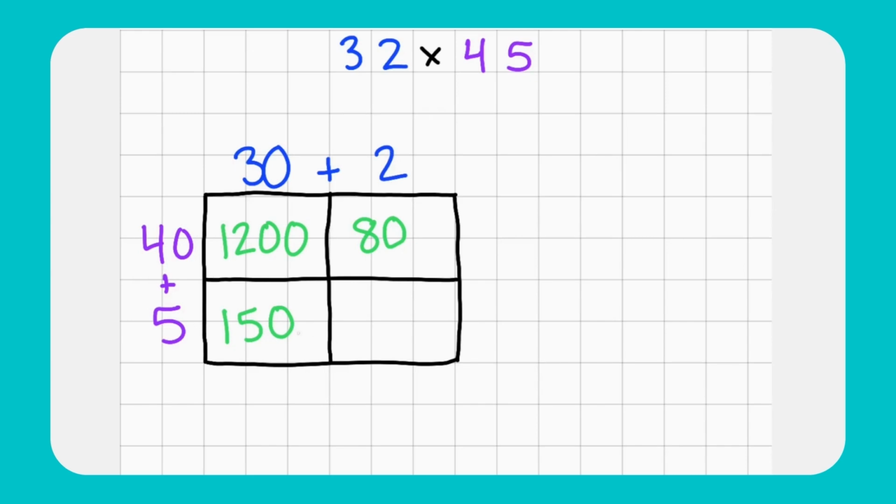And our final box, 5 times 2, which is 10. And there are no zeros attached to either of those numbers, so we do not need to add any zeros to that answer. So we have 1,200, 80, 150, and 10 as products in our area model. Now we're going to add each of those products up to get our final answer.